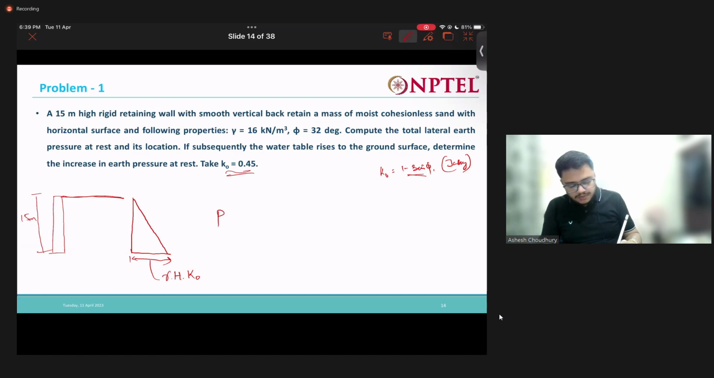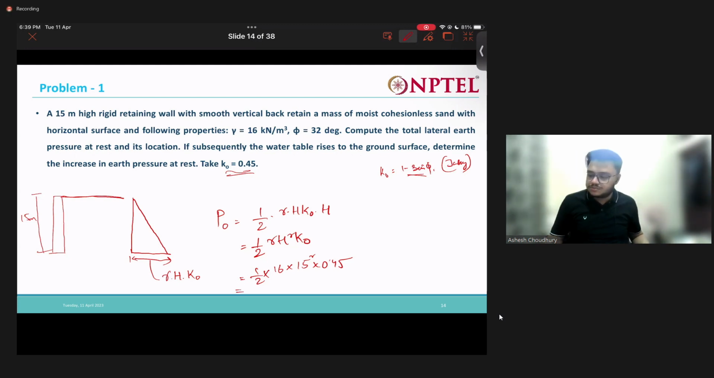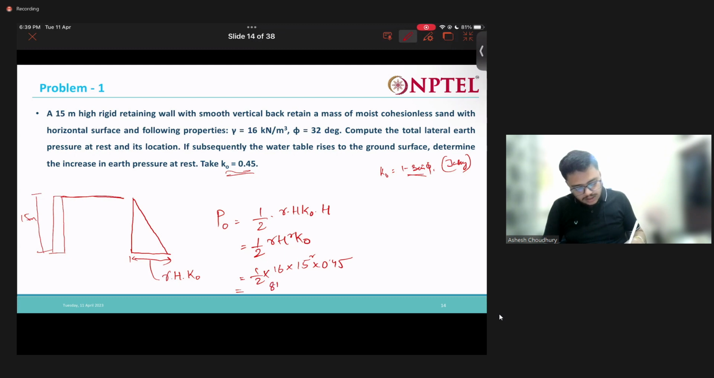So what will be my P naught? P naught will be the area of this. So half into gamma h K naught into h. So half gamma h square K naught. Let's find out: what is gamma? Gamma is 16. H is 15 square. So please calculate. This one, 810 kilonewton per meter length of the wall. This much it is.